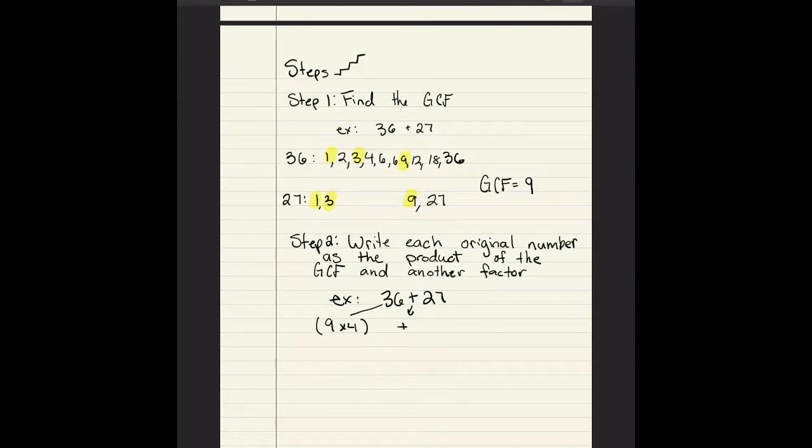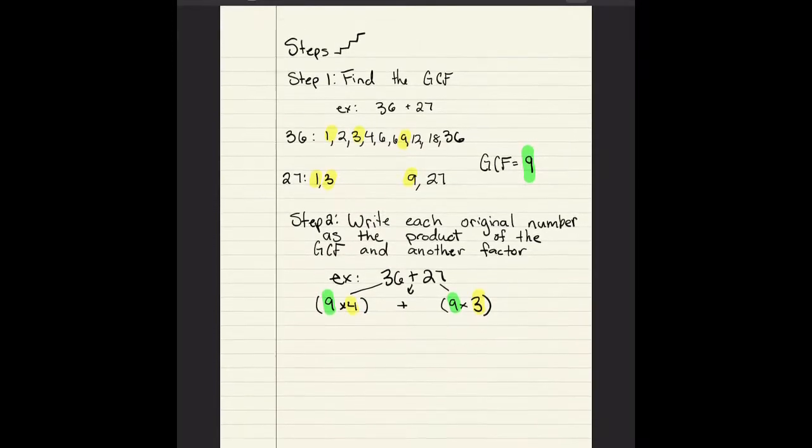And I'm adding here. And now same thing for 27. I have 9 as my GCF, times what do I multiply by 9 to get 27? 3. I was going to say 27. All right, and that's it for step 2. I went back in and added some colors and highlights so you can see that the 9 is my GCF and that the yellow highlights are my factors.